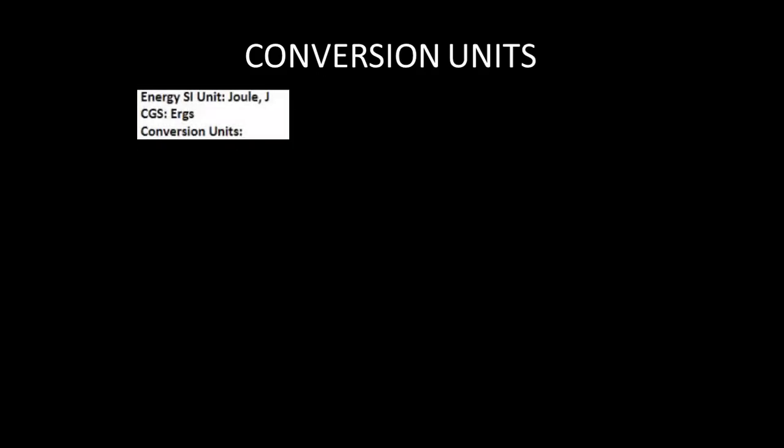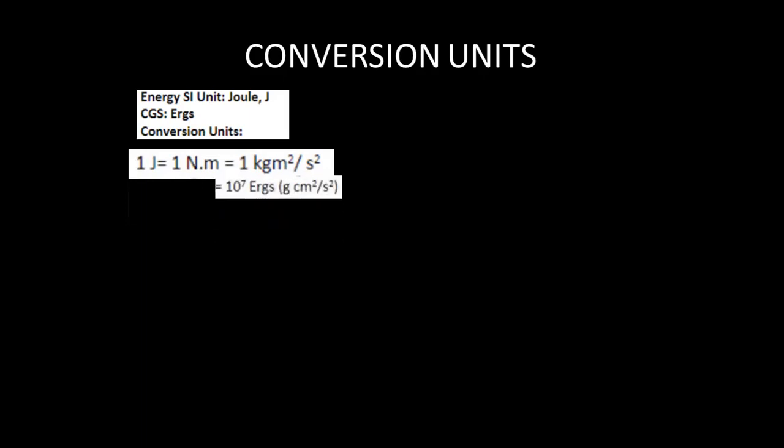And for energy, the SI unit for energy is the joule. For CGS, it is the erg. Now for English, it is the BTU or British Thermal Unit. Now let's proceed with the following conversion units for energy. A joule is equal to a Newton meter or a kilogram meter squared per second squared. And a joule is equal to 1 times 10 raised to 7 ergs. Okay, when we say ergs, this is in terms of a gram centimeter squared per second squared.